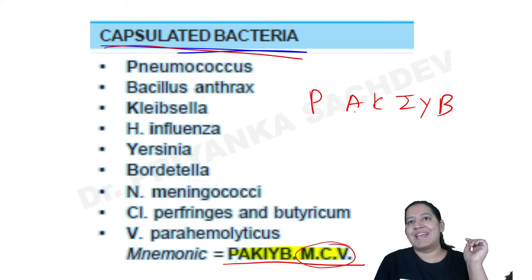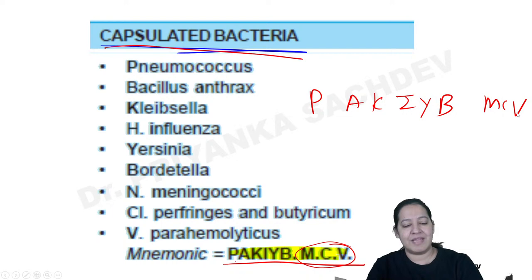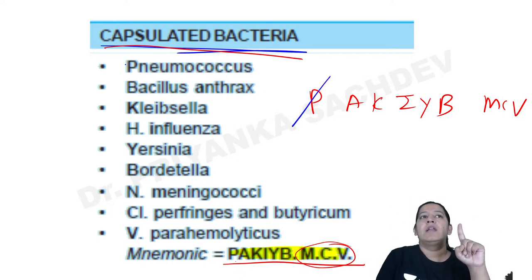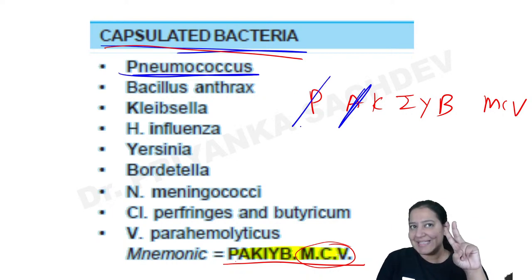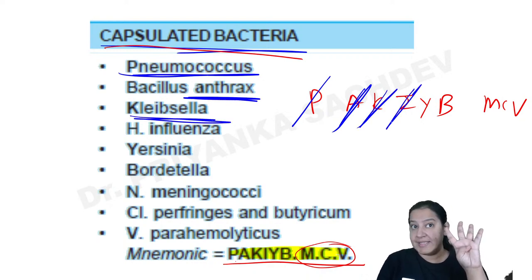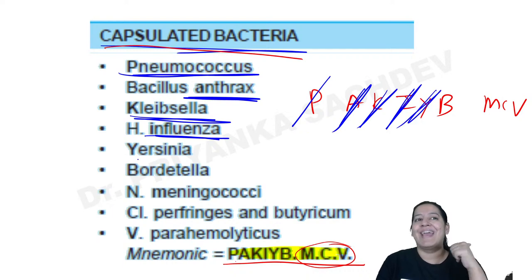P-A-C-I-Y-B, PACIB, MCV. So the mnemonic is not good, you can frame something else. But yeah, P says pneumococcus, A says anthrax, K says Klebsiella, I says influenza, Y says Yersinia, B says Bordetella.